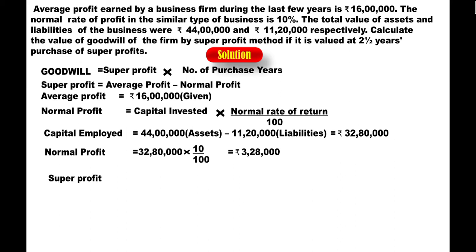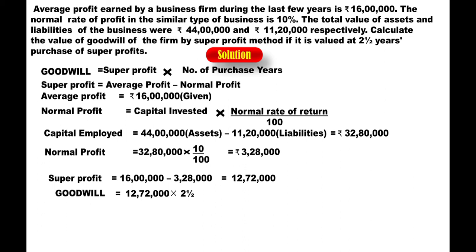Now we can easily find out the amount of the super profit because we have both the profits. Average profit, already given in the question, was rupees 16 lakh. Normal profit we have calculated, that is 3,28,000. So this is the amount of the super profit, 12,72,000.